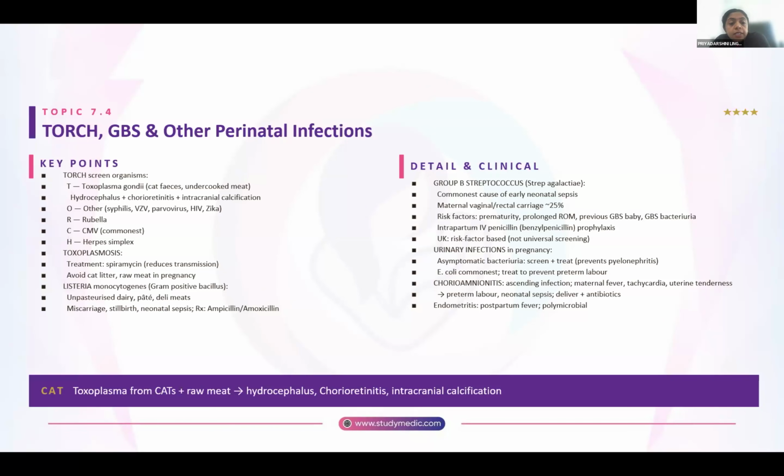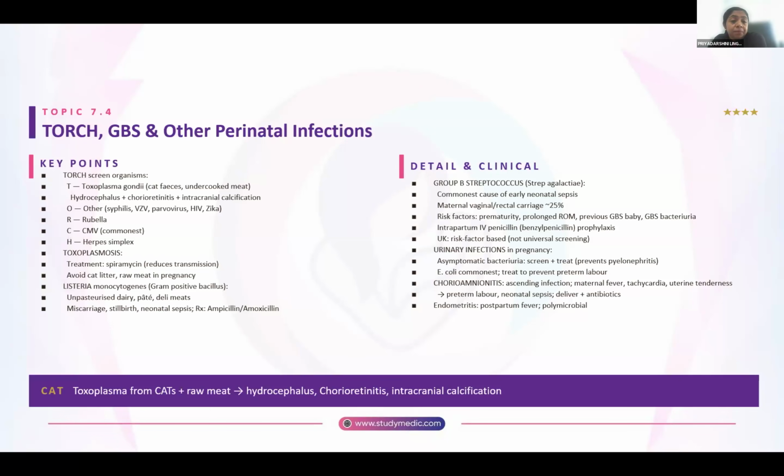Listeria monocytogenes, this is a gram-positive bacillus. And what is this associated with? Unpasteurized dairy. You have to think about Listeria infection. What can this do? This can cause miscarriage, stillbirth, and neonatal sepsis. Drug of choice is going to be ampicillin or amoxicillin.